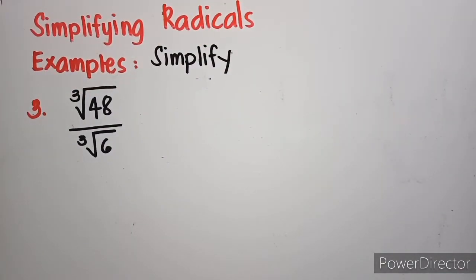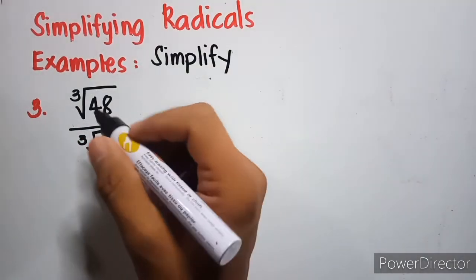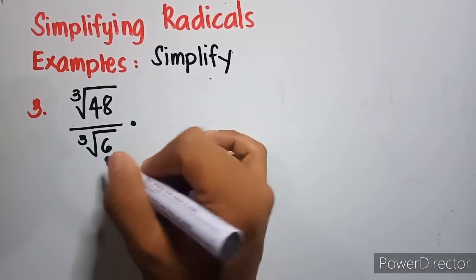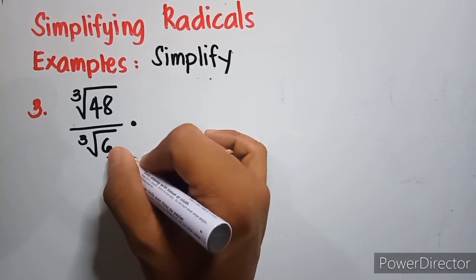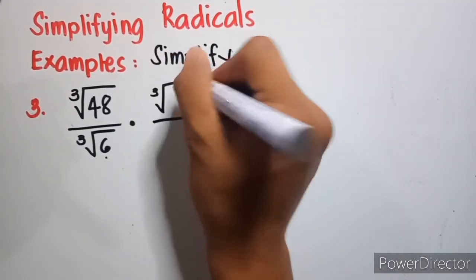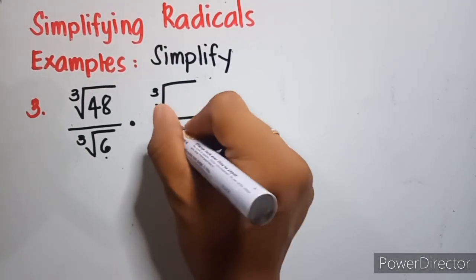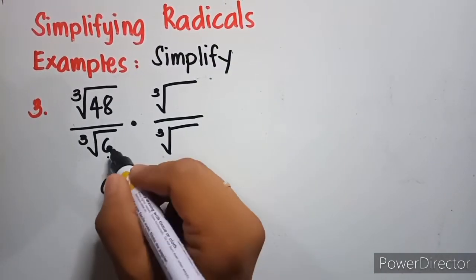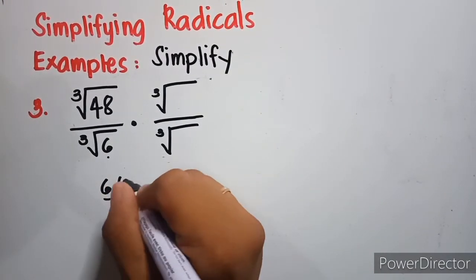Example number 3, simplify. So, sa number 3, hindi na siya square root. Ang given natin ay cube root of 48 over cube root of 6. Ngayon, kapag cube root, madali din lang yan. So, hahanap tayo ng number na makaka-produce ng perfect cube number. So, para makuha natin yan, kailangan nating mag-multiply. Since meron na tayong ditong 6, para siya ay maging cube, imumultiply mo yung 6 ng 3.